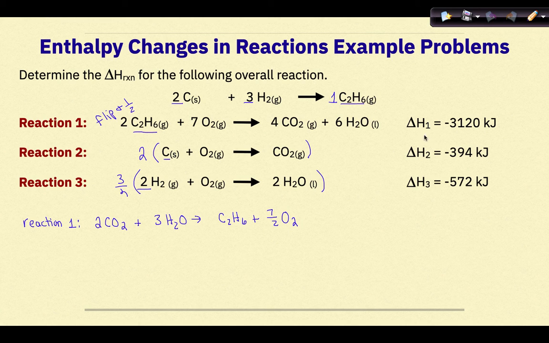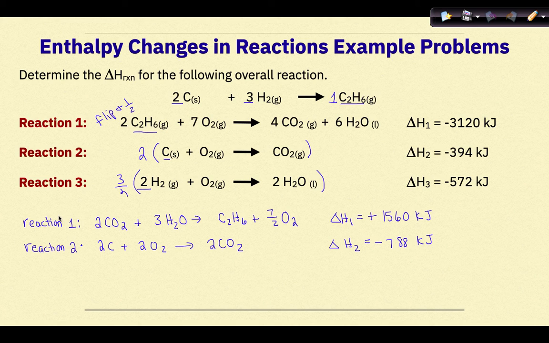I'm also going to do the same thing to my delta H1 value. I'm going to reverse the sign, and I'm going to cut it in half. So my delta H1 value is positive 1,560 kilojoules. Let's go to reaction 2. For this one, I'm just going to multiply everything in the reaction by 2. I'm going to do the same thing to my delta H2 and multiply the 394 kilojoules by 2, but I will be keeping the sign the same.